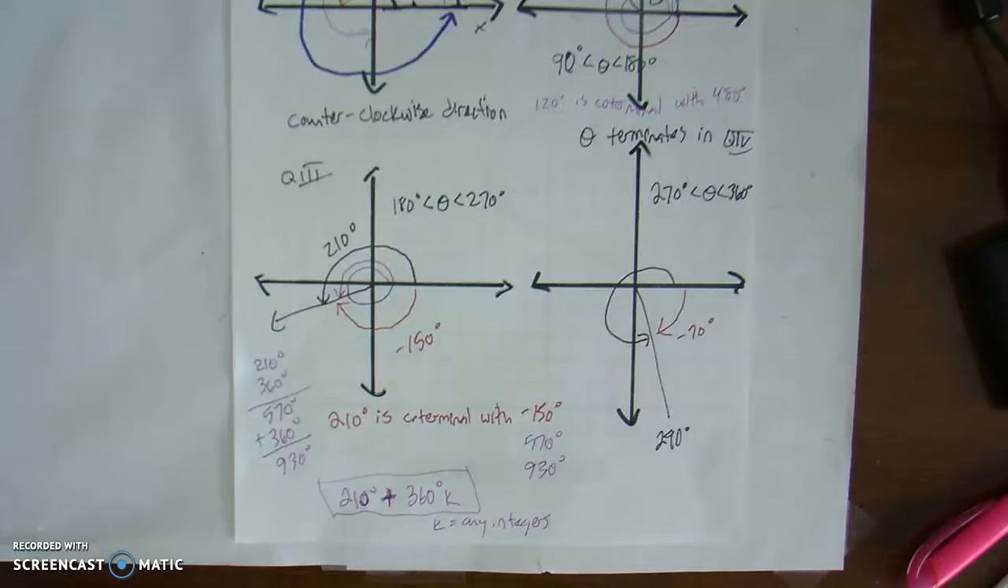So that's the idea of coterminal. It says I land in the same spot. I could go around clockwise, that's a negative angle, or counterclockwise, that would be a positive angle. I can go around multiple times. I get an infinite number of these. Okay, and that concludes our video on angles.